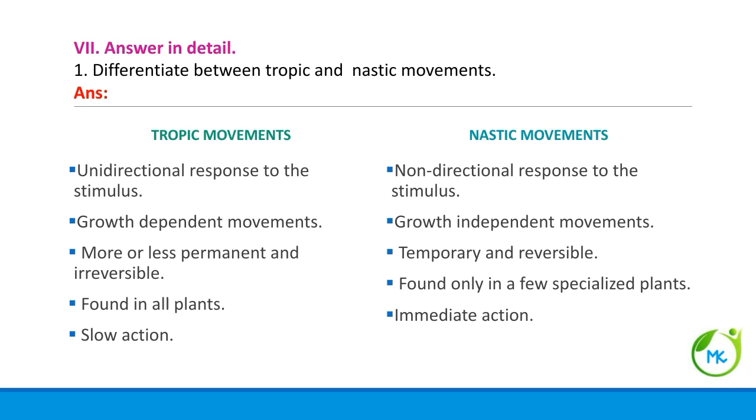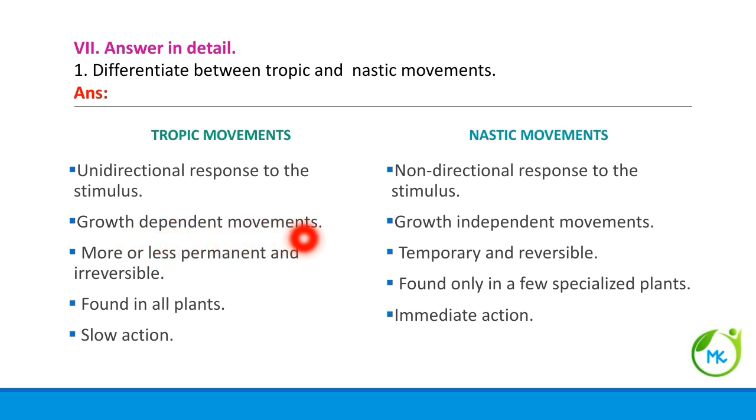Next, answer in detail, a very important answer. Differentiate tropic and nastic movement. First, tropic movement: unidirectional response to the stimulus. Whatever the stimulus may be, it is going to exhibit a unidirectional response. Whereas nastic movement is a non-directional response to the stimulus. Second point, tropic movement is a growth dependent movement. So it has some connection with the growth.